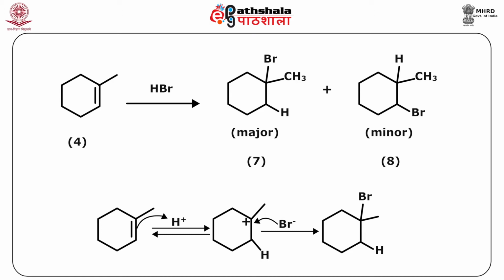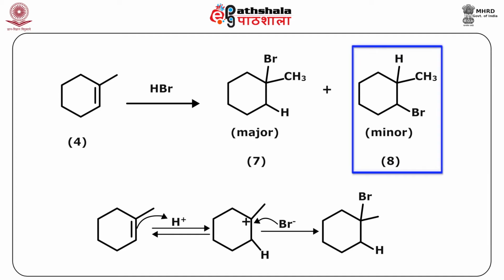However, the less stable carbocation, which is also less substituted, will still be formed to some extent and will proceed to form the minor product with the opposite attachment of bromine.